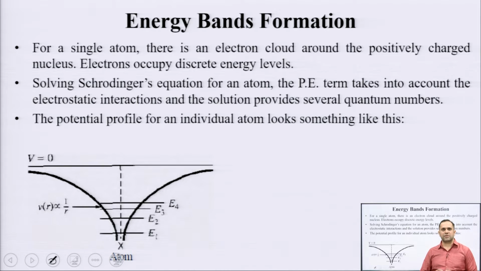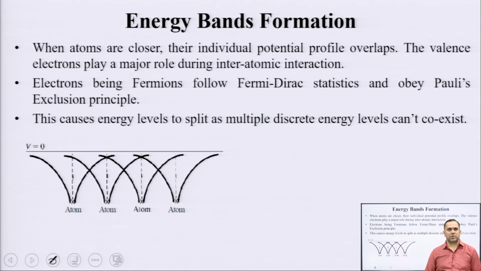Now, this is for an isolated atom. We know that any crystalline solid will have an infinitely large number of atoms. When these atoms are brought closer to each other, they start to feel the presence of each other. The potential profile of a single atom starts to interact with the potential profile of another atom, and they start to overlap.